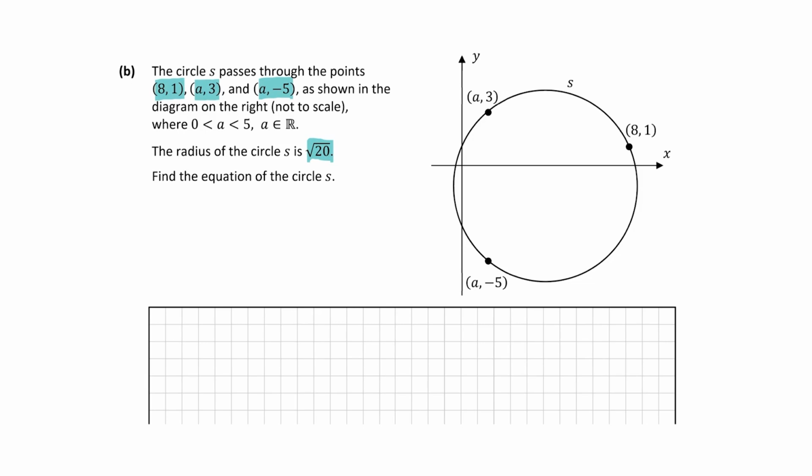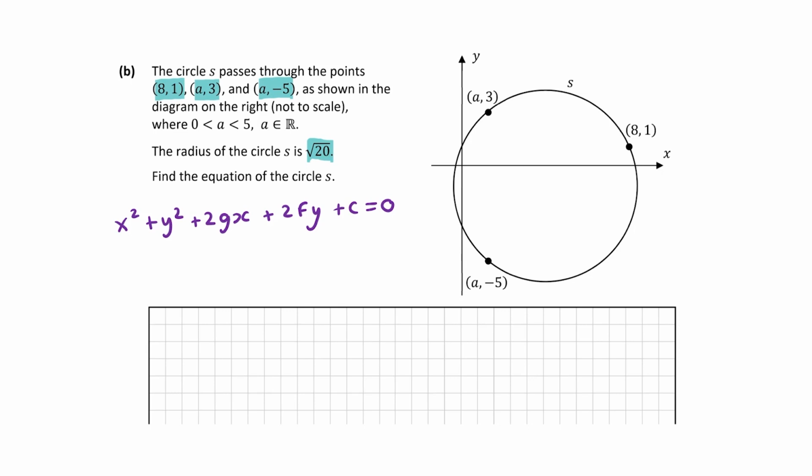So what we're going to do here is use the general equation of a circle. You can find this in the log tables if you don't know it: x squared plus y squared plus 2gx plus 2fy plus c is equal to 0. Because we're given 3 points on the circle, we can fill these points in for x and for y.